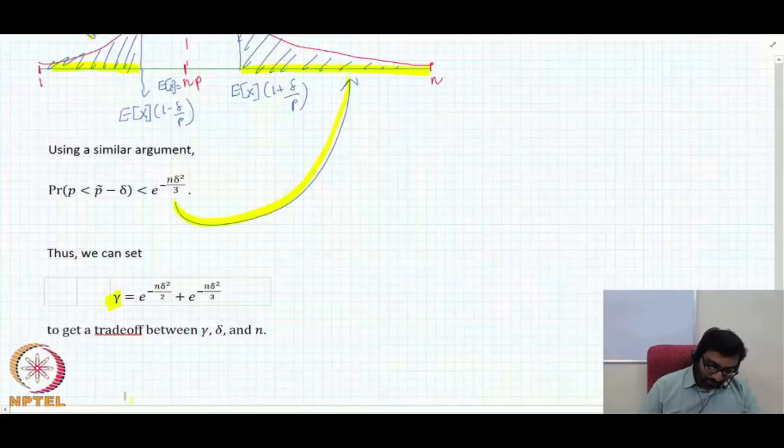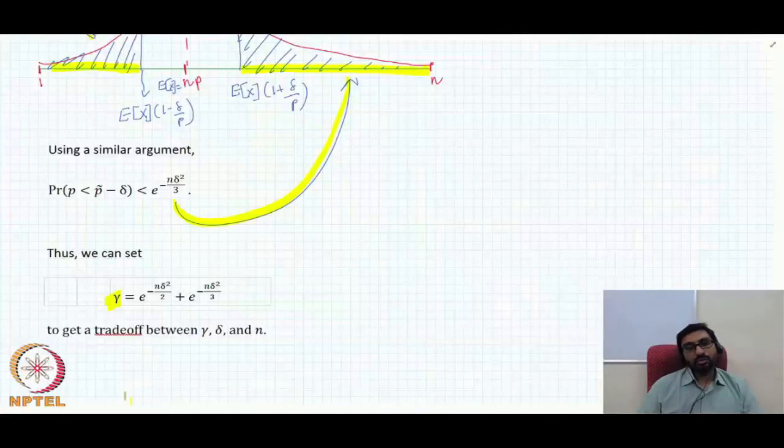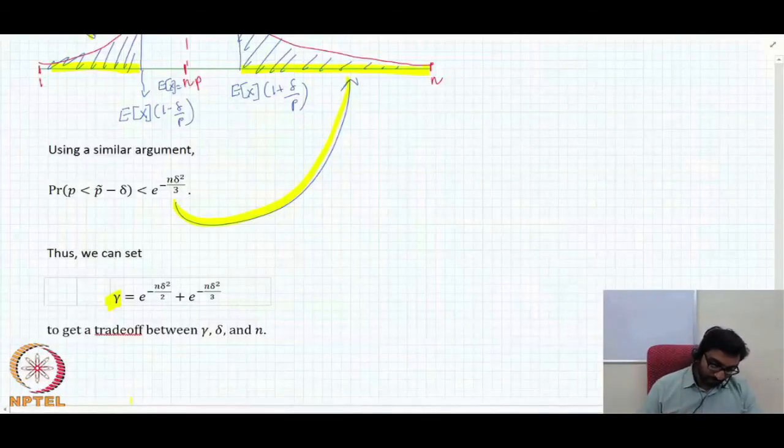Now we can get an expression for gamma that will help us get a trade-off between all the terms we have. Let's say we set gamma to the sum of these two upper bounds on the probabilities of the bad events. So gamma is equal to e to the minus blah blah blah divided by 2, plus e to the minus n delta squared by 3. These are two upper bounds. By setting it this way, we can clearly understand this trade-off.